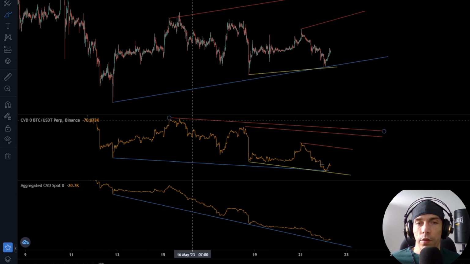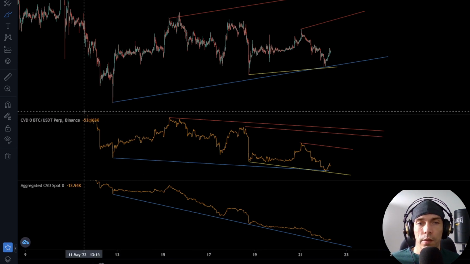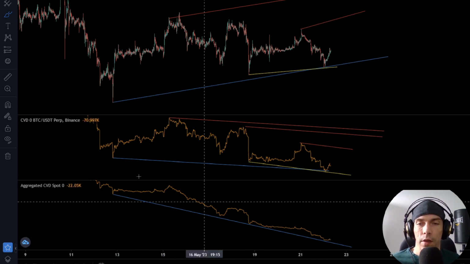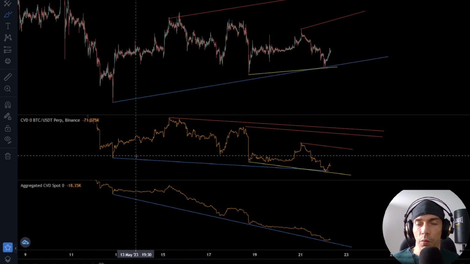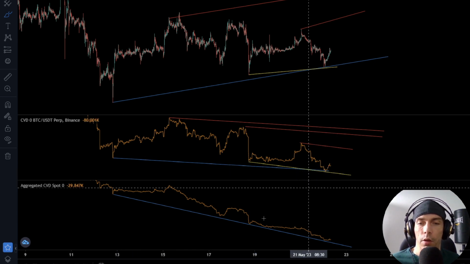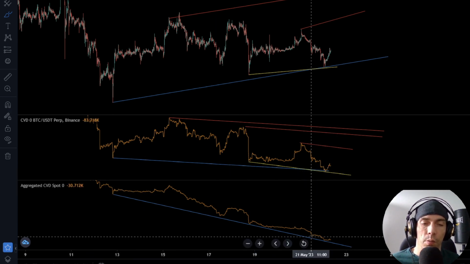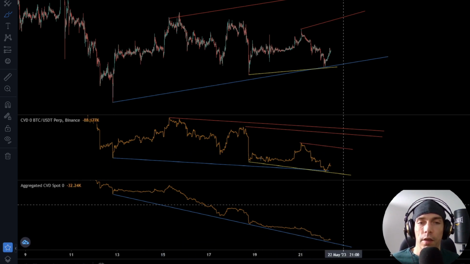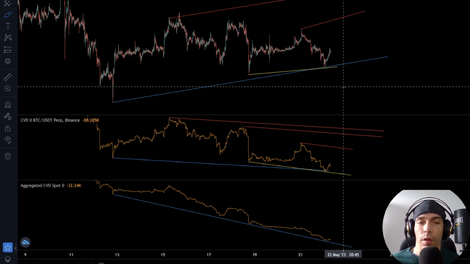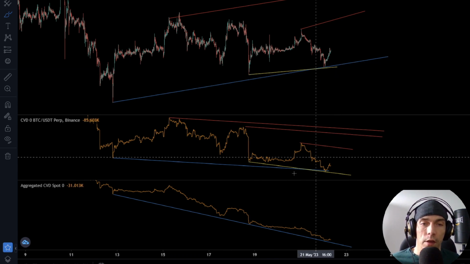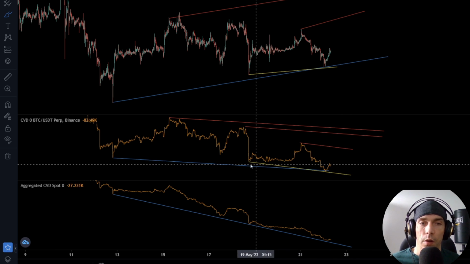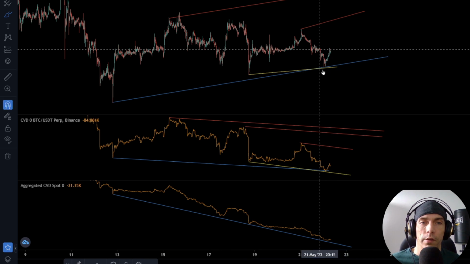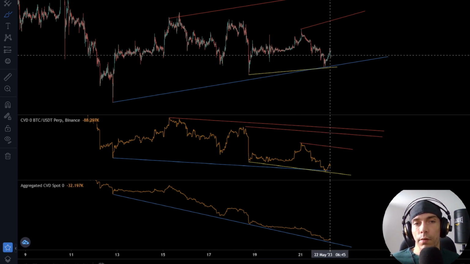Okay, so if we move across here and we look at the CVD, what we can see here is that we do have actually a higher low that has been set, and within the perpetual CVD, we have a lower low. We can also see this in the aggregated spot CVD. So there is bullish divergence off these lows, which is indicating that there is absorption taking place. Now, we can also see here this yellow line, we have the same idea going on here, where we have a lower low here and a higher low here. So, in the short term, we do have this bullish potential.